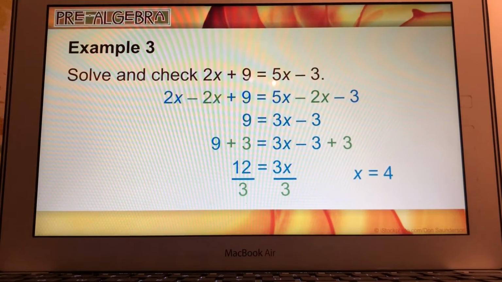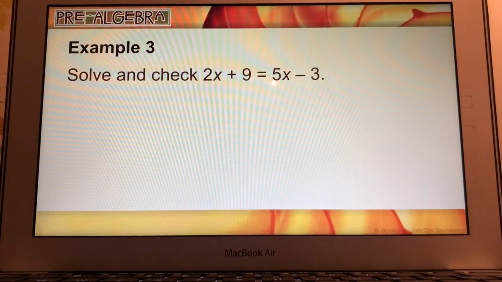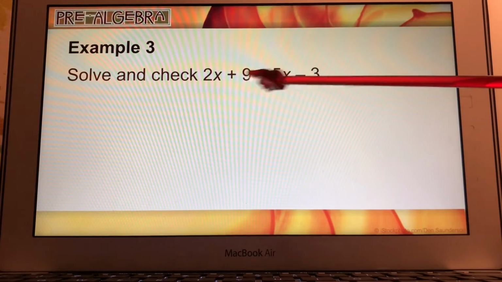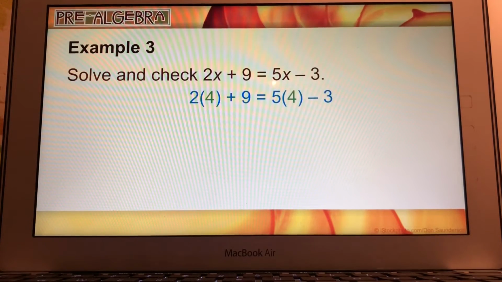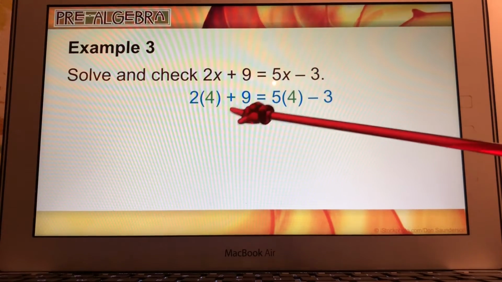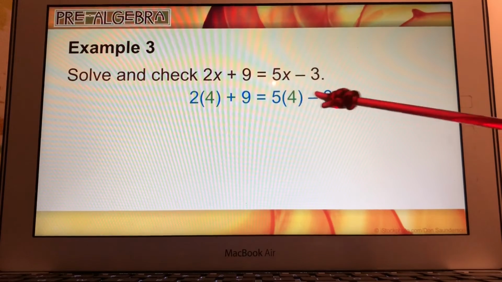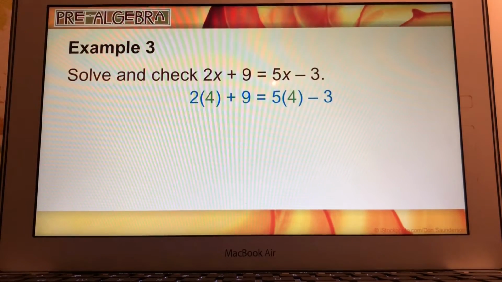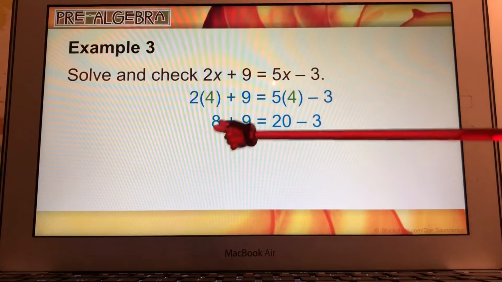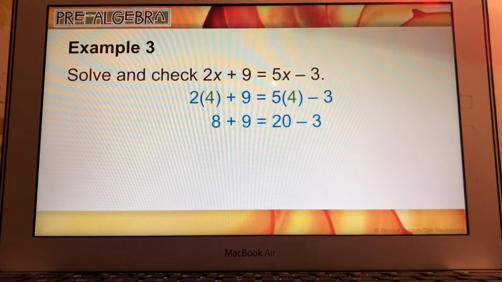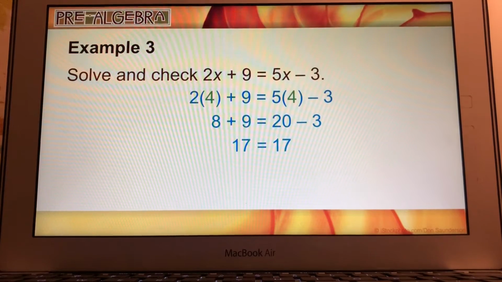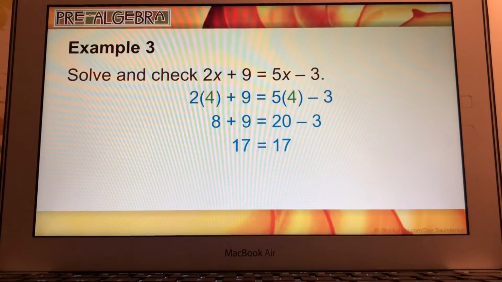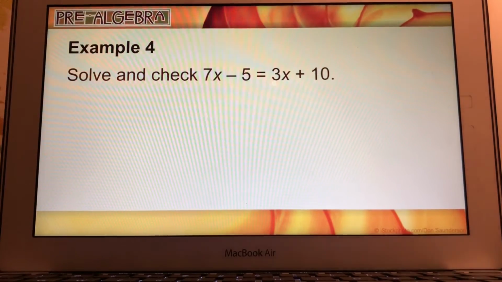And then I'm going to check. So if I plug 4 back into this equation, does it make this equal? 2 times 4 plus 9, 5 times 4 minus 3. Is that equal? Well, let's see. 8 plus 9, is that equal to 20 minus 3? 17 equals 17. Why, yes, it does. So there's your solution. X is equal to 4.